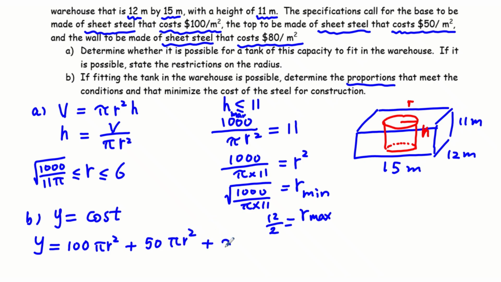Then plus $80 times the area for the wall. The wall is the circumference of the circle times h. So 2 pi r, then h. So this is our cost.